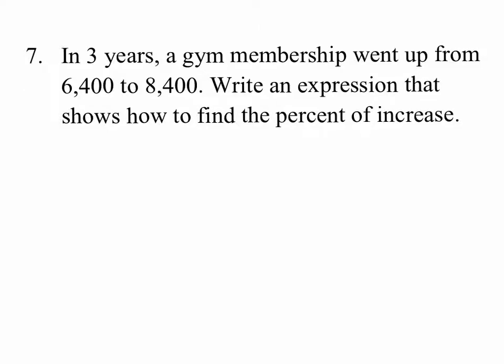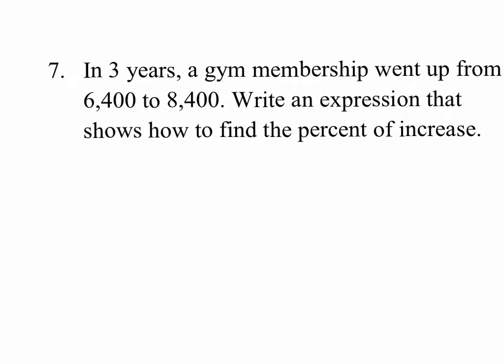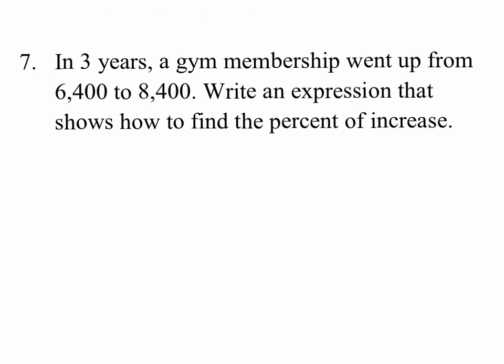Number 7. In 3 years, a gym membership went from $6,400 to $8,400. Write an expression that shows how to find the percent of increase. Now remember, writing an expression, you don't have to find the answer, but you do have to know how to work this problem with the proportion that we've taught you on change over original equal to the percent out of 100.